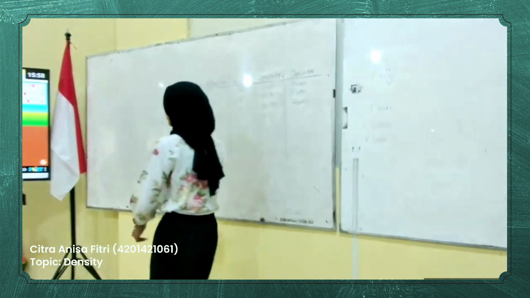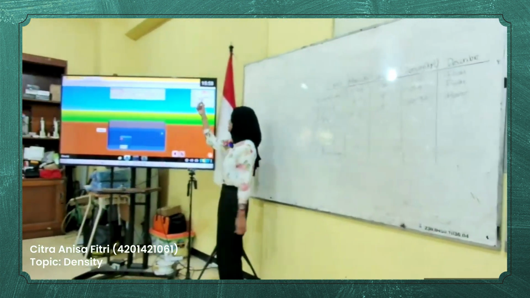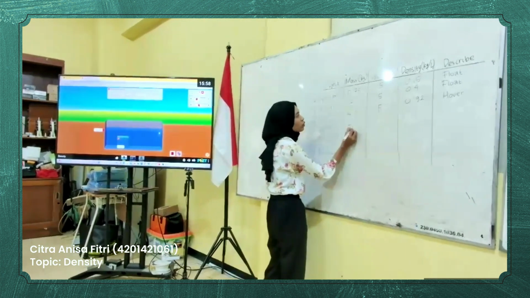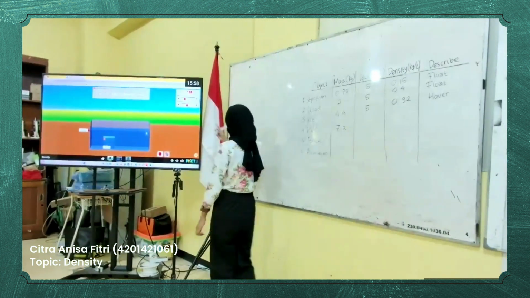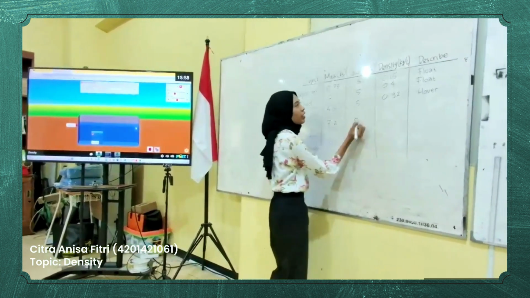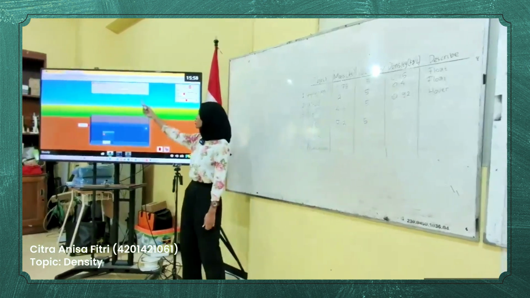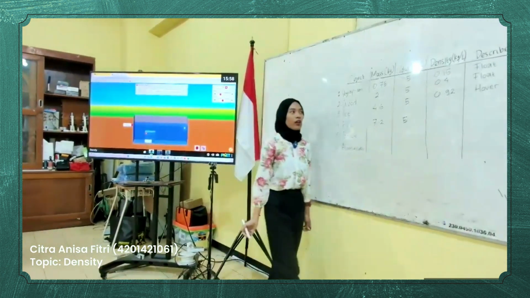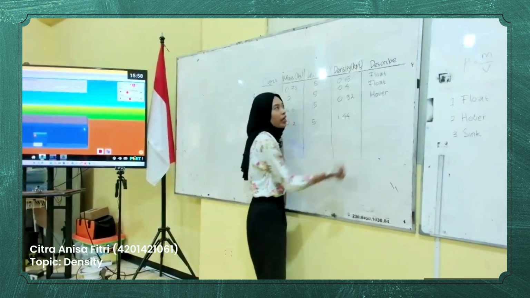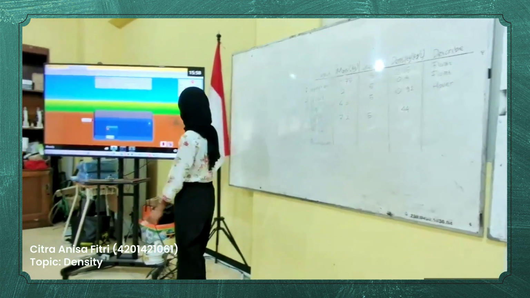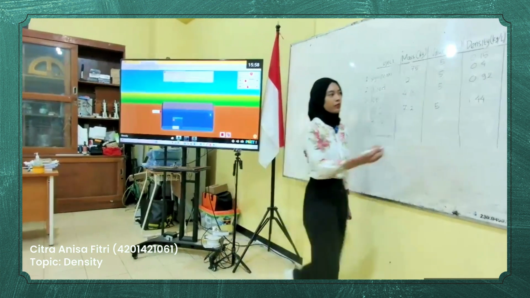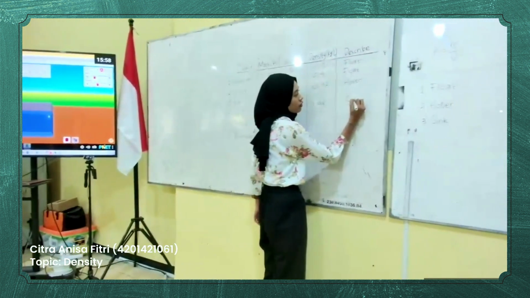Okay, next simulation, we will change the object type to PVC. Okay, look at this. The PVC has a mass of 7.2 kilograms and the volume is 5 liters. And the density is 1.44 kilogram per liter. And we can see again that PVC will sink. Okay, we can write here again.